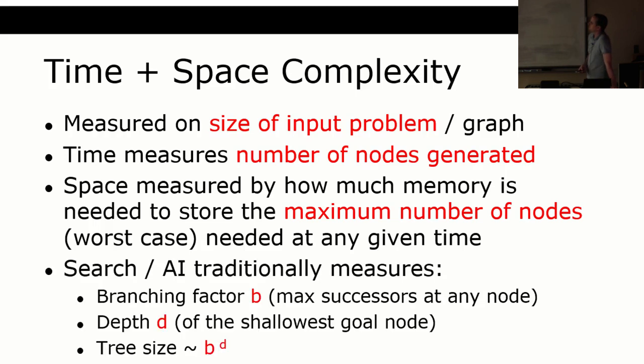Search and AI traditionally measures in terms of tree search. We have the branching factor, which is b, the maximum number of successors at any node. The depth, d, is the depth of the shallowest goal node. If we generate this big tree, at each depth we have b options, so it's b times b times b. So b to the power of d is approximately the size of our tree.